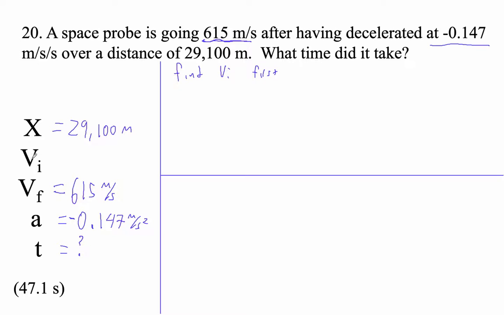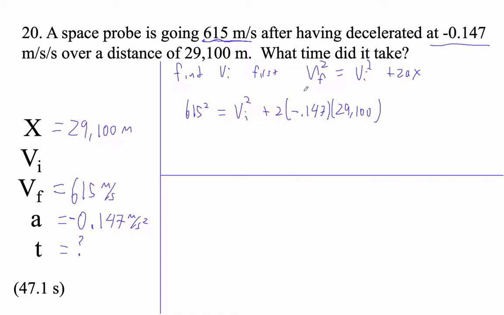All right, so whenever you find yourself thinking, oh, I don't have a formula for it, just find the thing you need to find this, right? So VI first, I'm going to use the equation with no t, right? So that is VF squared equals VI squared plus 2AX, right? So 615 squared equals VI squared plus 2 times negative 0.147 times 29,100. Okay, so I'm going to do this number here: 2 times negative 0.147 times 29,100.